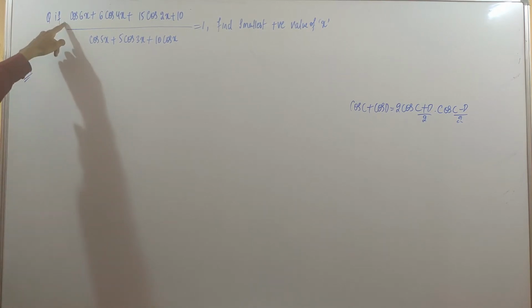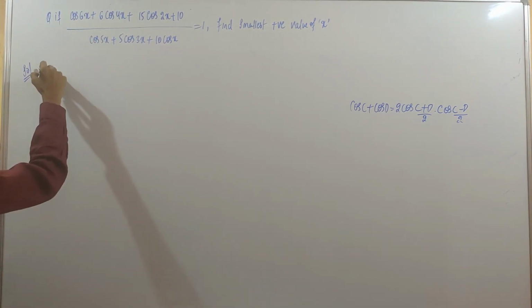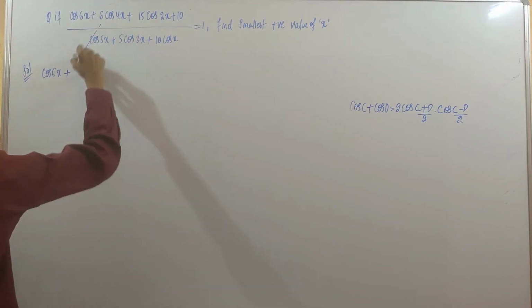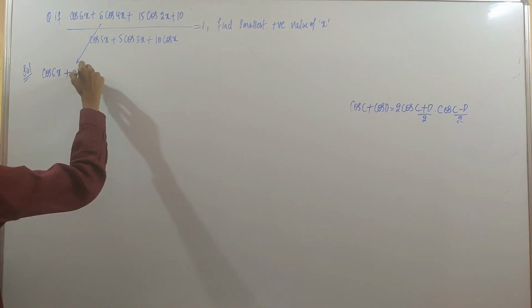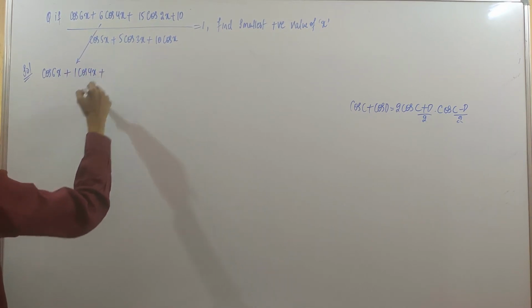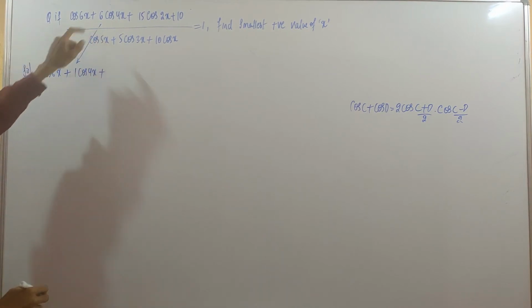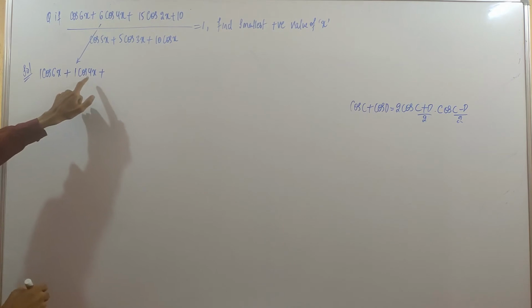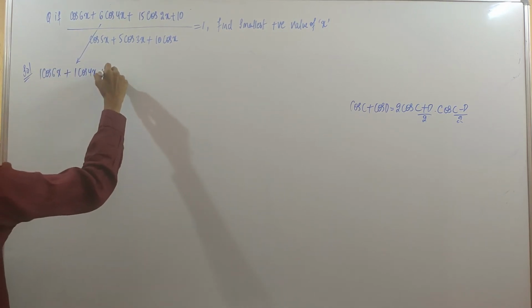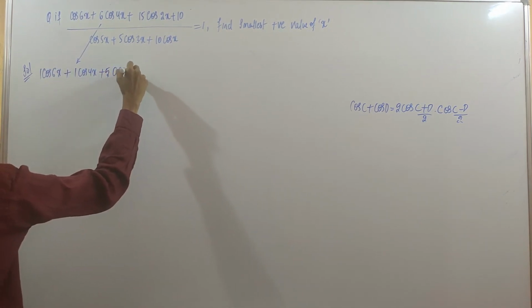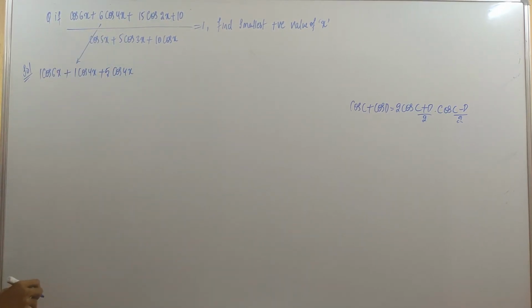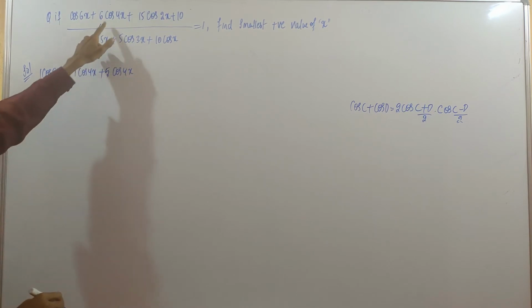Now here the coefficient of cos 6x is 1. So write down cos 6x, coefficient is 1 here. So this 6 can be split as 1 cos 4x plus 5 cos 4x. If we add these two, 1 plus 5, it will become 6. So based on this coefficient, we have split these.